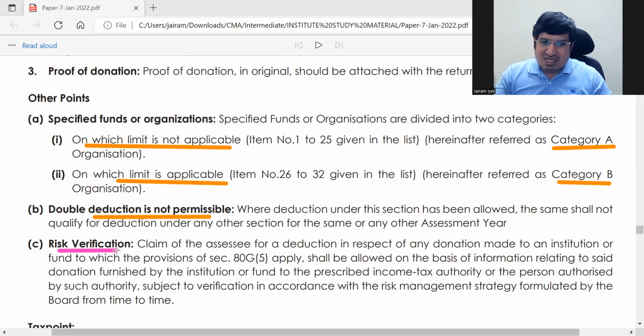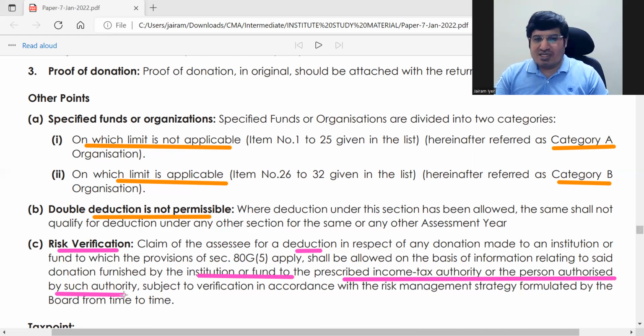Then you've got a risk verification. What is this risk verification in simple terms? The SSC is claiming this deduction, and the government will allow it only after cross checking it with the institution or fund. Who will cross check? The prescribed income tax authority or the person authorized by such authority. Very short, you don't need to see it entirely. The only thing is that the income tax authority will verify from the institution or fund whether you have actually paid it or not. That's it. On receiving the verification, you will get the deduction. That's all, nothing more than that.